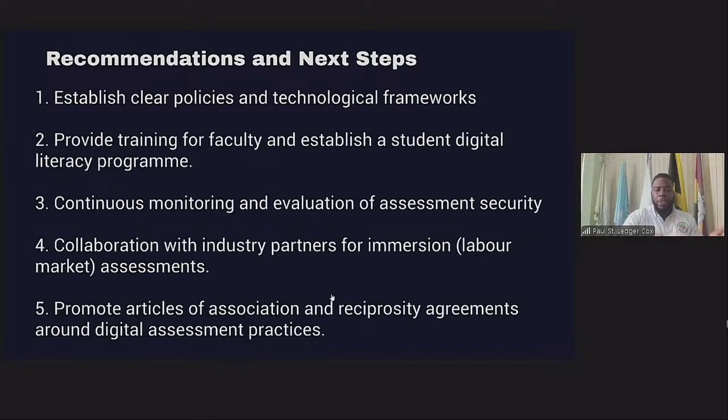Also, I'd like to take this opportunity to advance to us, colleagues, collaboration with industry partners for immersion into the labor market. We can't do it alone. We don't operate in silos. So we think it's best to forge linkages so as to better prepare our students.